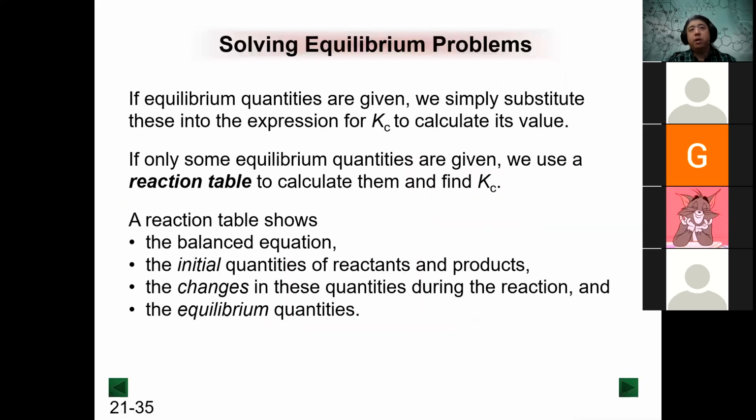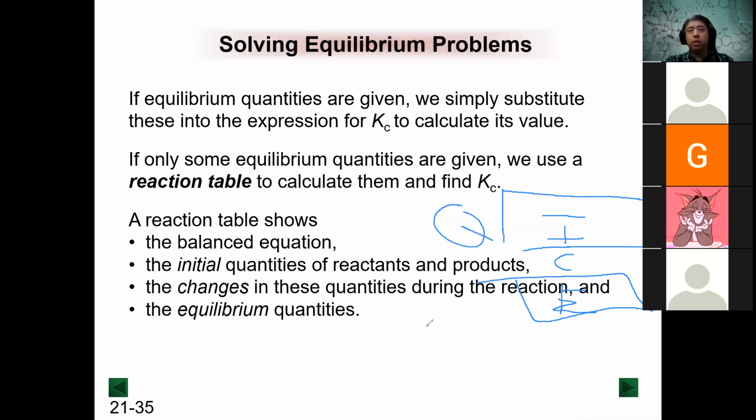So when we solve for these problems, you want to make your ICE table. So fun thing about the ICE table, if you take a look at all the values of the I, the initial value, this is essentially your Q. All the values at equilibrium, this is essentially your K. Change is how you are getting from Q to K. Are you moving the forward reaction? Are you moving the reverse reaction? It depends on the relation between Q and K.